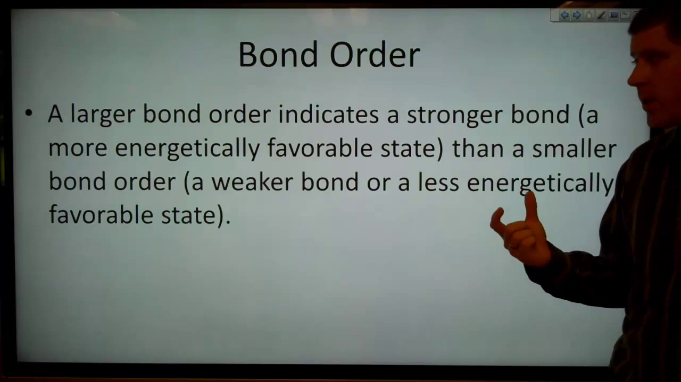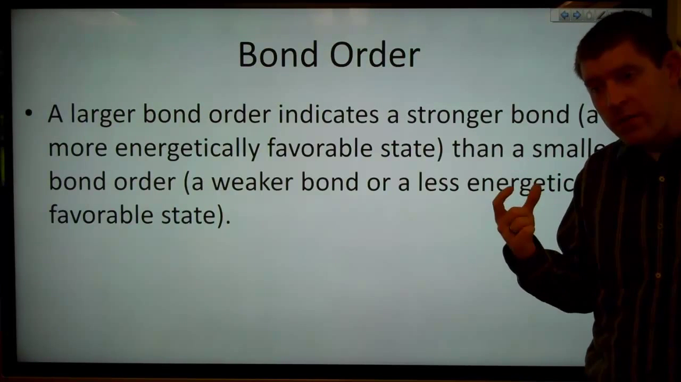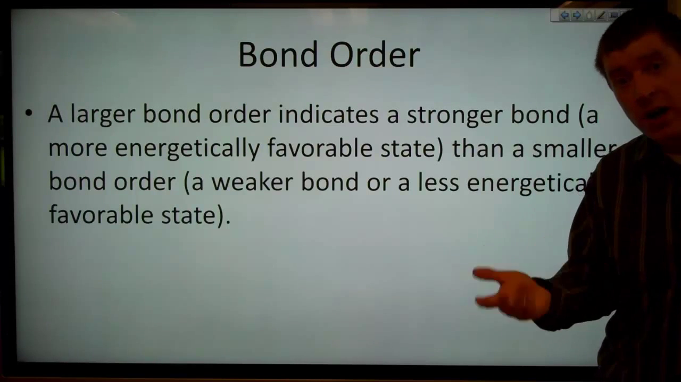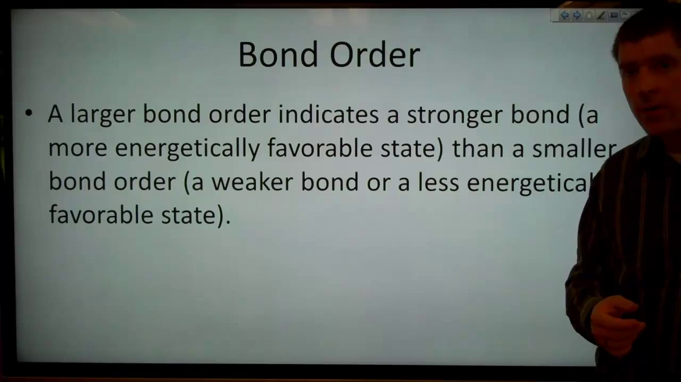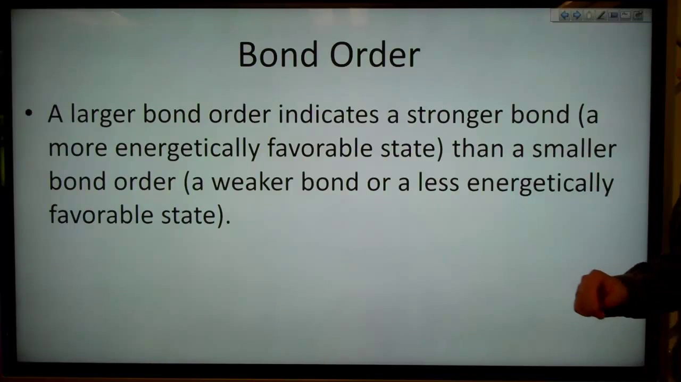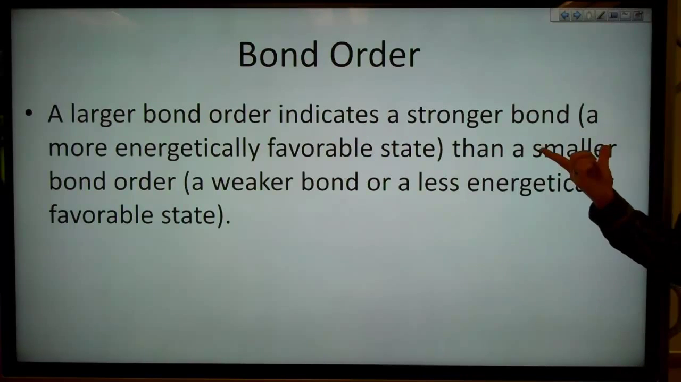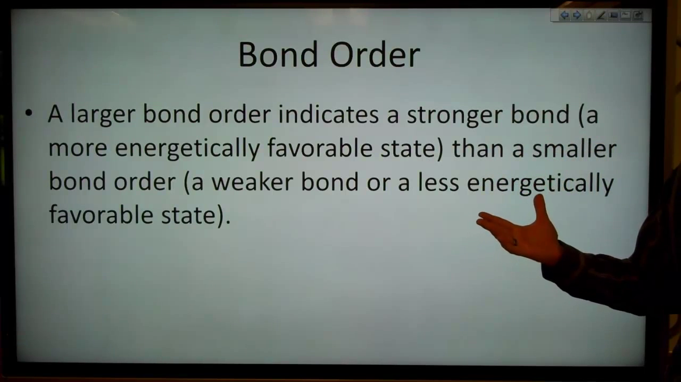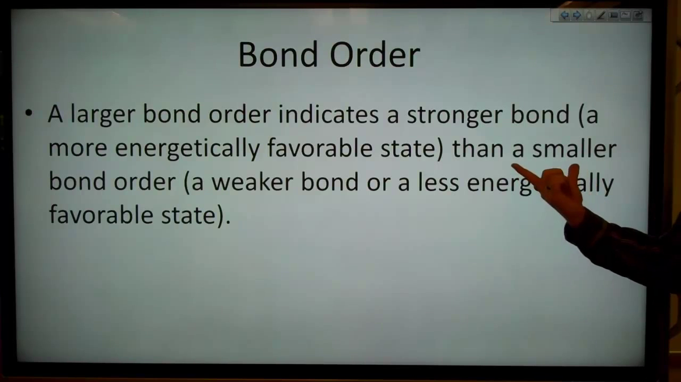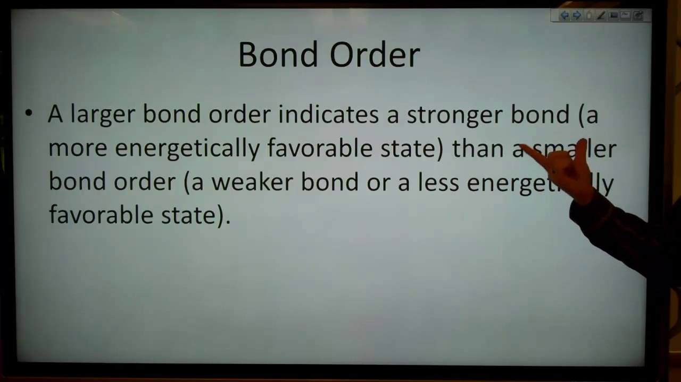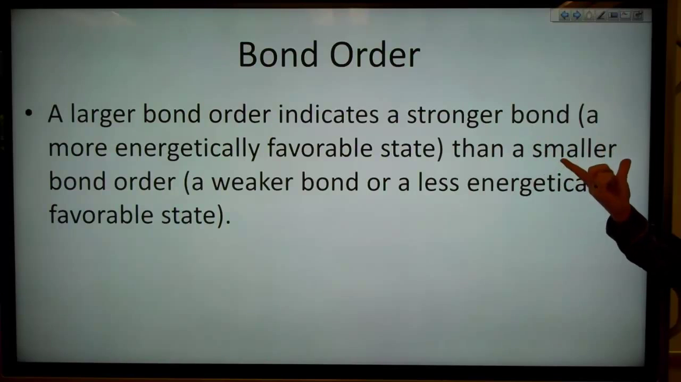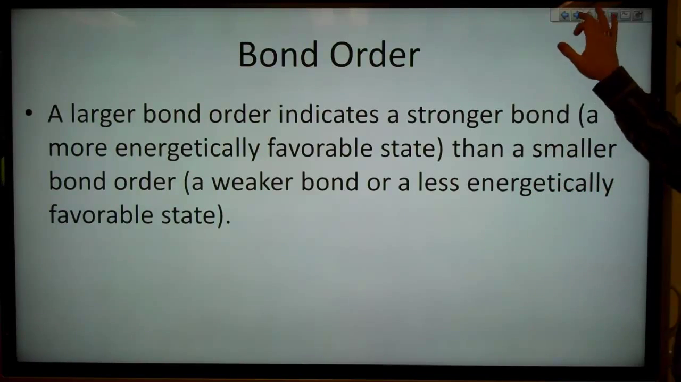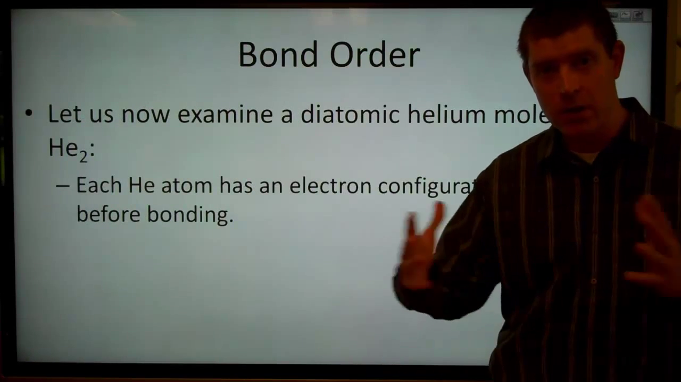And now we can talk about the strength of bonds that aren't even necessarily single, double, or triple bond. They can be half bonds, 1.5, 2.5, and so on. We can't get past 3 still. But a larger bond order now indicates a stronger bond, so a more energetically favorable state. It no longer has to be an integer value. It could be a half integer as well. So a larger bond order indicates a stronger bond than a smaller bond order, which is a weaker bond or a less energetically favorable state, where we're getting less energy out by forming that from the separated atoms.